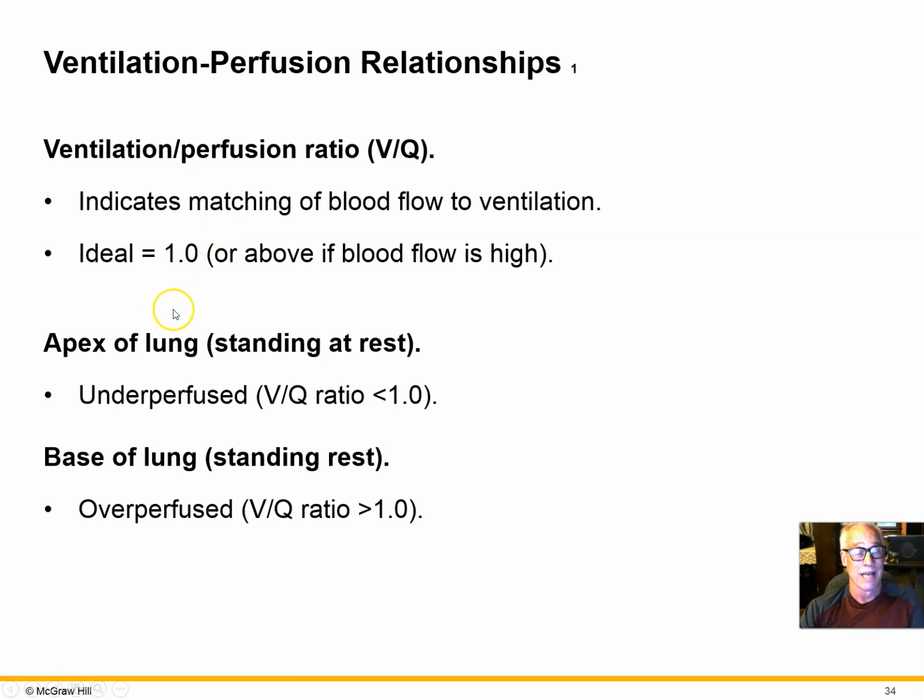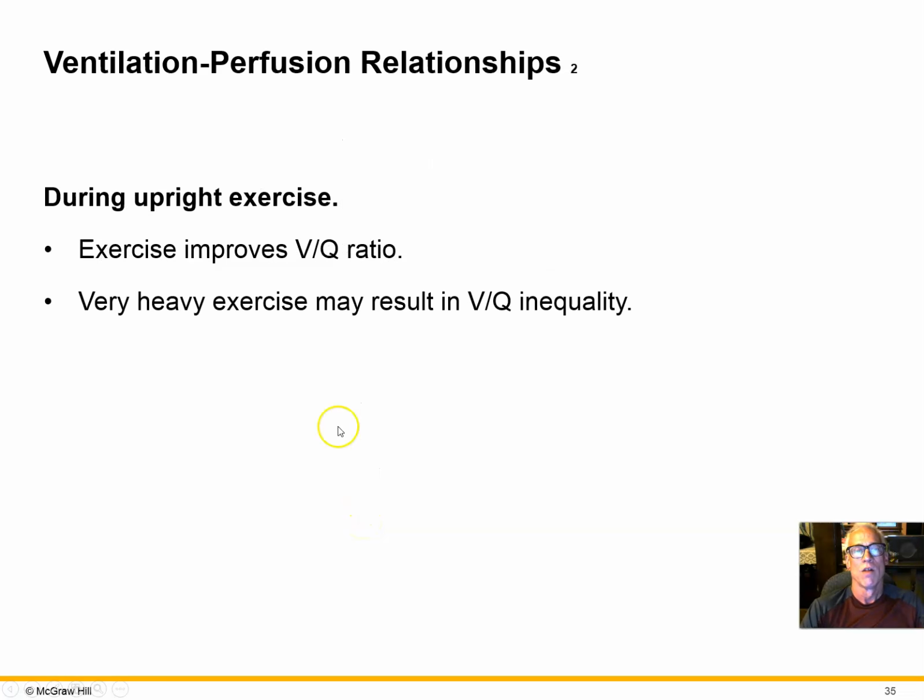But at rest, in the upright position, the top of the lungs or apex of the lungs are underperfused relative to ventilation. And so we'll have a ventilation-perfusion ratio of less than 1, not good, not ideal. The base of the lungs, it's overperfused. There's more blood flow than air delivery or oxygen delivery. We have a ventilation-perfusion ratio of greater than 1. Now during exercise, we're going to improve that ratio and that's ideal.